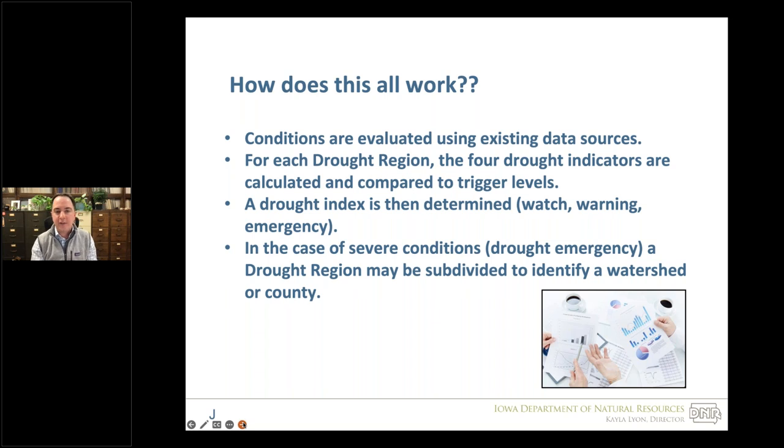So in cases of severe conditions, a drought emergency, as we would have around Sioux City, a drought region will be subdivided to identify the watersheds within those drought regions, but also even smaller scale county level observations that we can pull from CoCoRaHS rain gauges or also our National Weather Service co-op stations. Next slide, please.